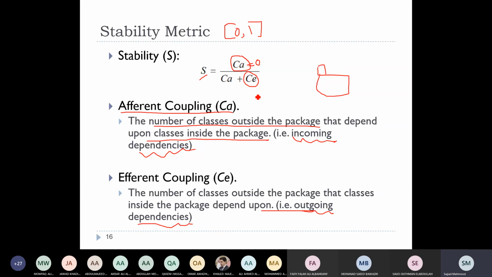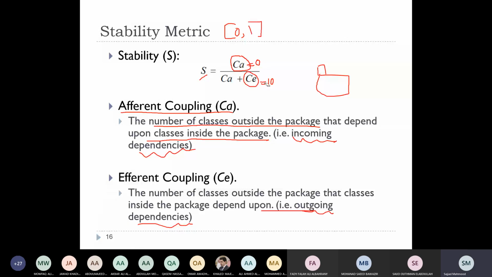For a package to have a CA value equal to 0, this means there are no incoming dependencies, right? Now, if I have a package where no incoming dependencies are coming, but what if I have CE equal to 10? What will be the value of the stability of this package? 0. It will still be 0, right? It doesn't matter if it is 100, 10, or a million. So we will have a value of 0 for a package if there are no incoming dependencies, correct?